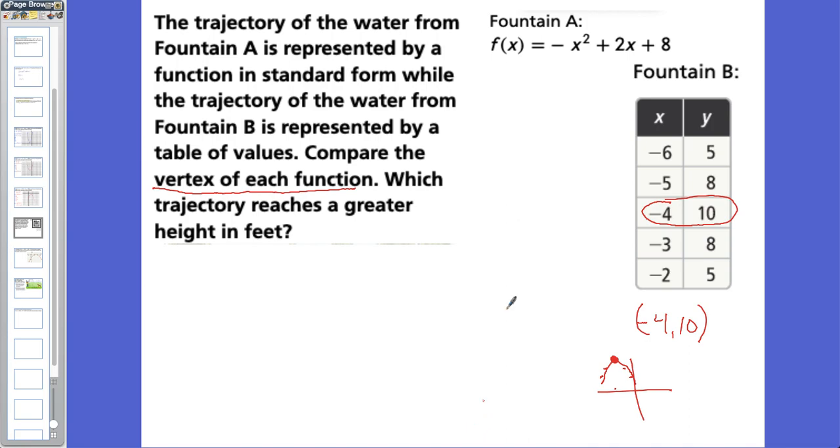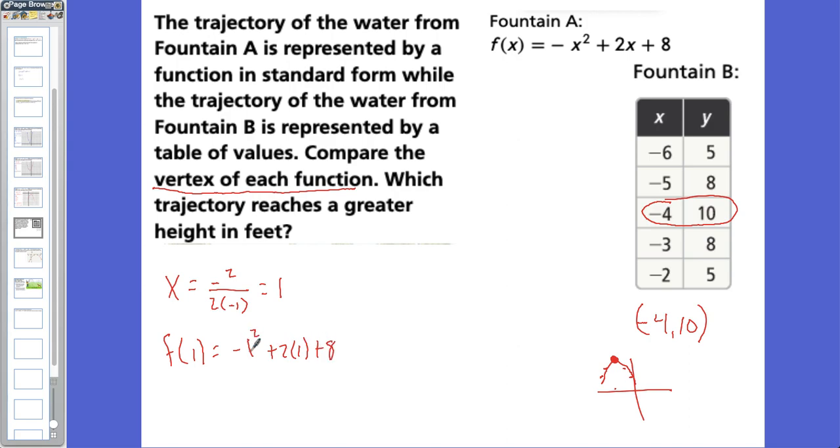Okay? So what about this guy, fountain A? Fountain A, we've got to do a little work because we've got to find our vertex. So x equals negative b, which is 2, over 2 times negative 1. So negative 2 over negative 2 is a positive 1. All right. And then once I know that, then I can find f of 1 equals negative 1 squared plus 2 times 1 plus 8.